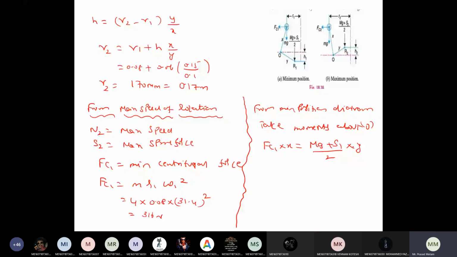On getting S1 outside, what is the equation we can get? S1 is equals to 2 FC1 into x by y. Say solve and give me the S1 value from this. Now taking the moments about this is the equation we are getting.